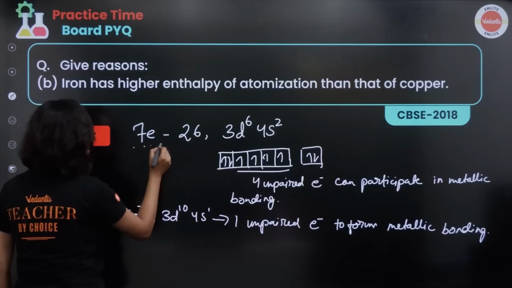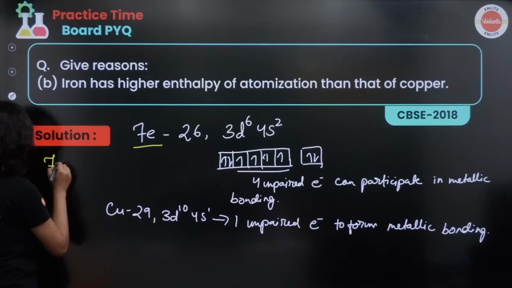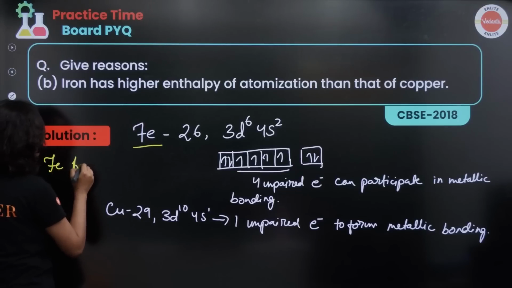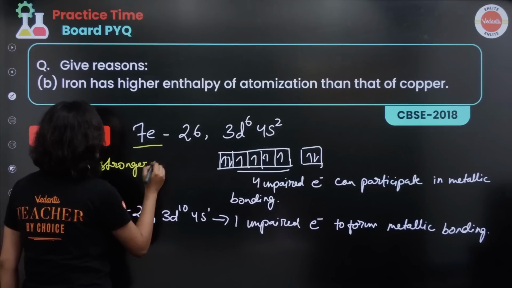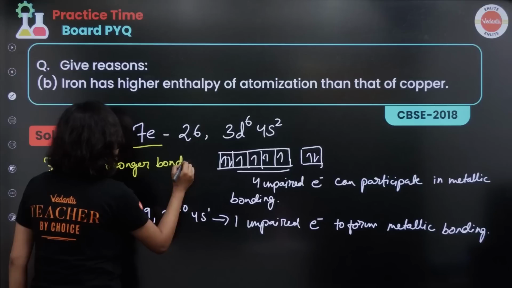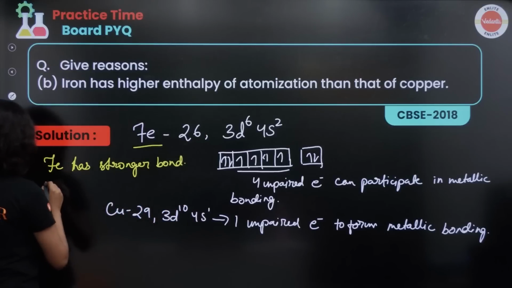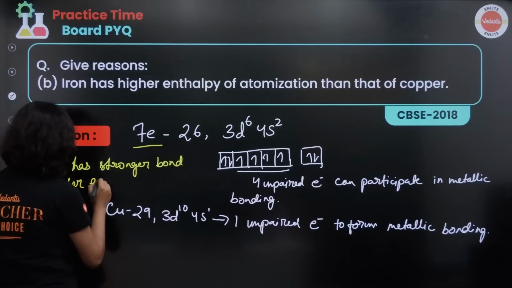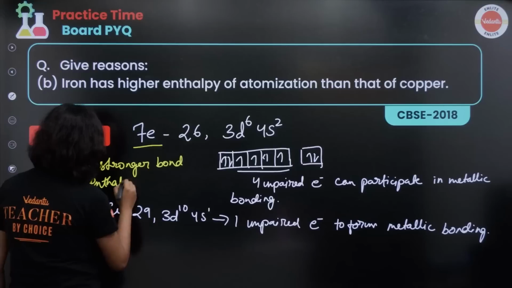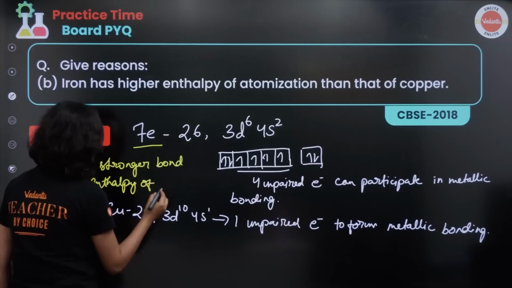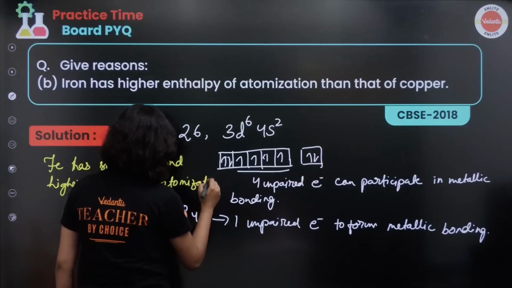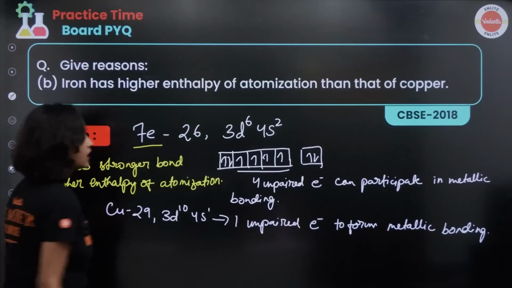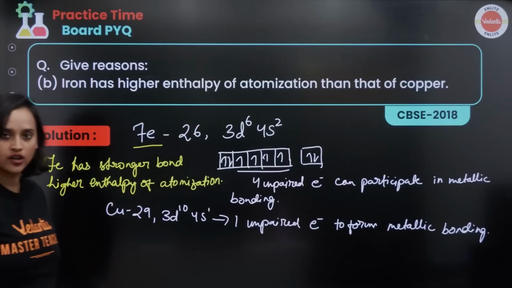So let's write it. Fe has stronger bond, hence higher enthalpy of atomization. Got it? Clear? All right.